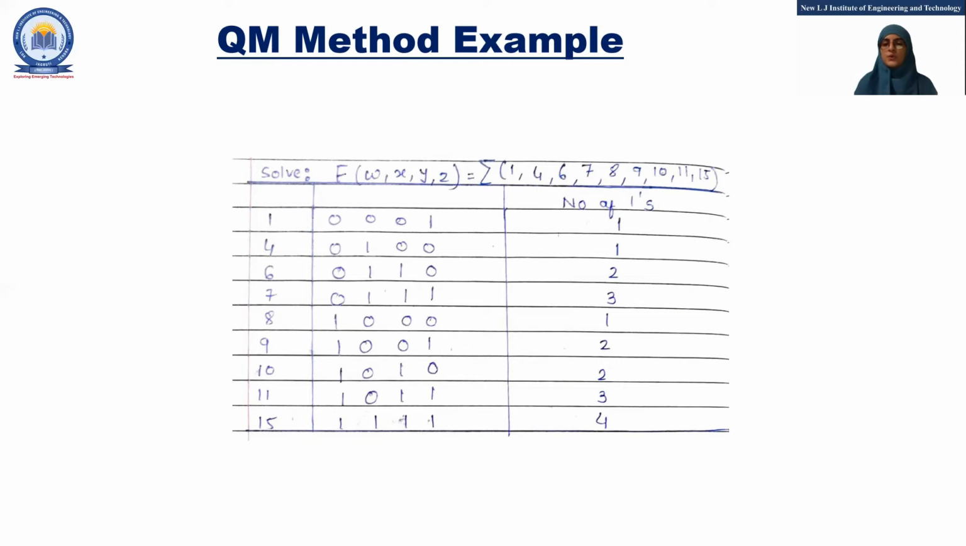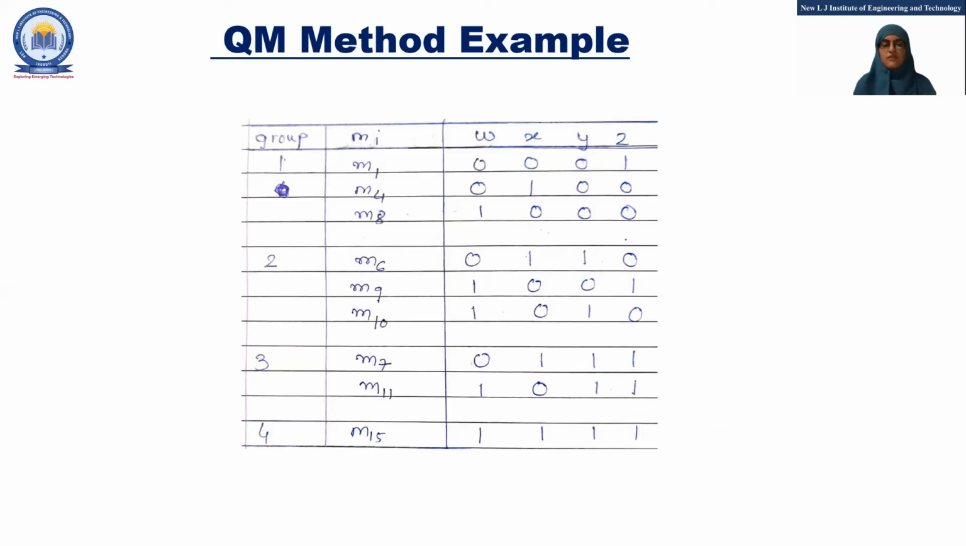Now we have to count the number of ones in each term. For min term 1, the number of ones is 1. For min term 4, the number of ones is 1. For min term 6, the number of ones is 2. It is the same for all other min terms. For min term 15, the number of ones is 4.